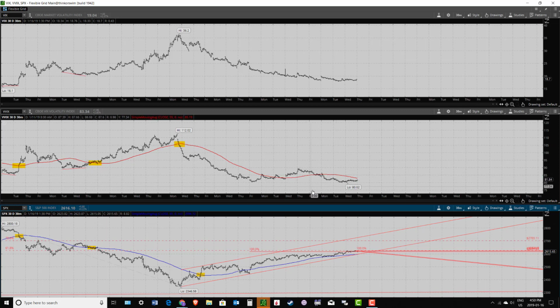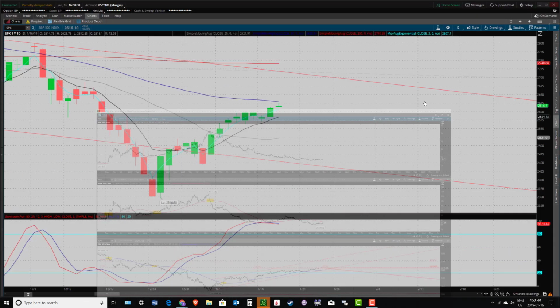We do still have a bit of a divergence there on VVIX and VIX. So that's what we need to see, VVIX getting above the red moving average and then SPX below the blue moving average, to give us a confirmed SPX sell signal. But as of right now, no confirmed signal yet, so I'll just leave it there.